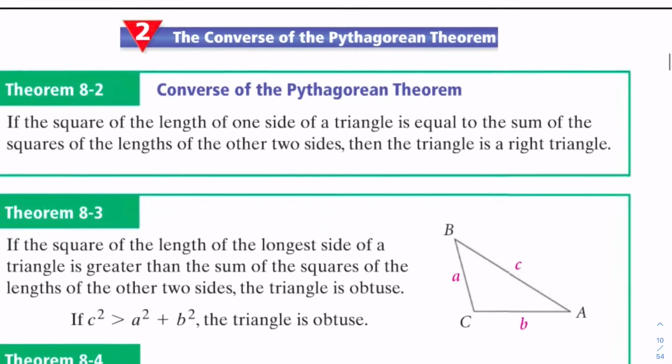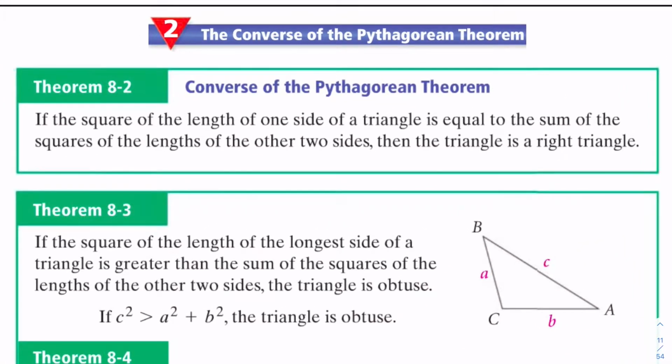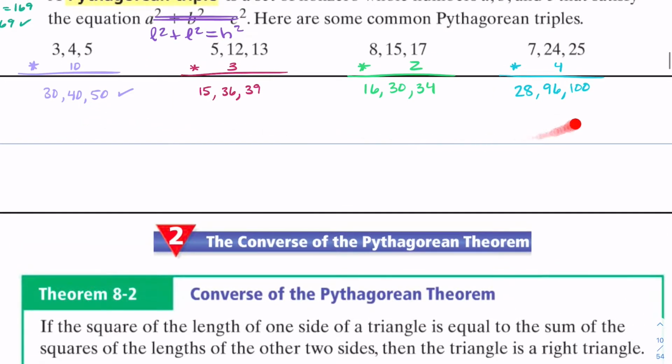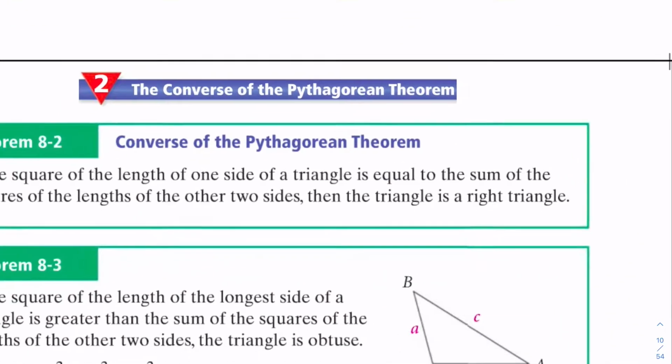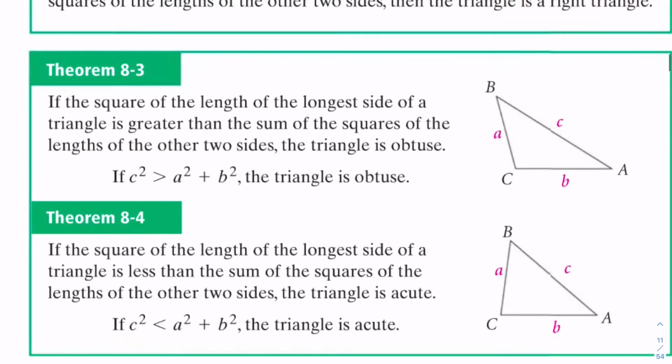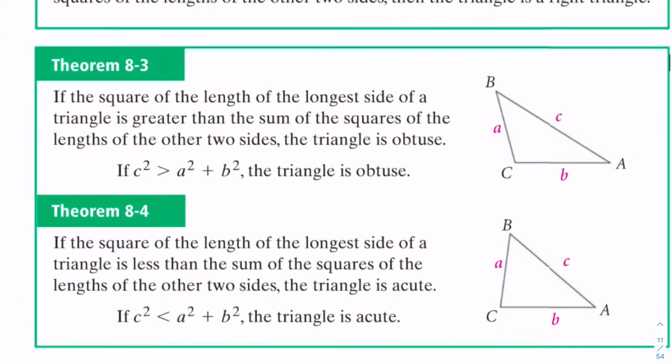All right, the converse of the Pythagorean theorem. So if the square of the length of one side of a triangle is equal to the sum of the squares of the lengths of the other two sides, then the triangle is a right triangle. That's exactly what we just determined here. To be a Pythagorean triple, it has to be a right triangle, which we proved it wasn't.